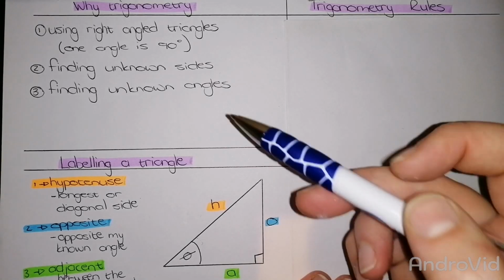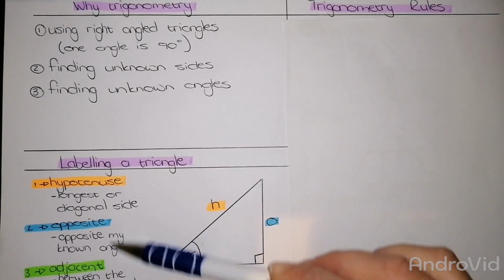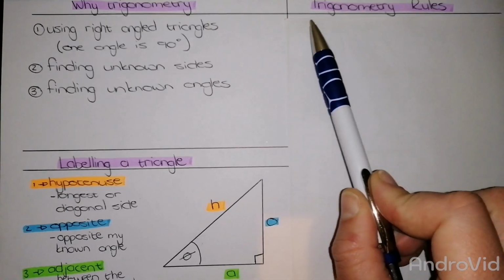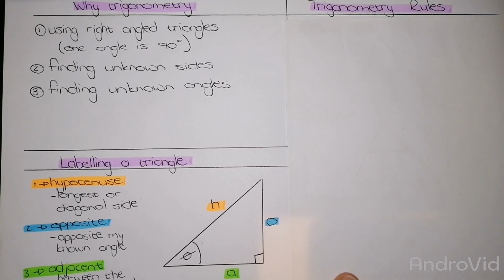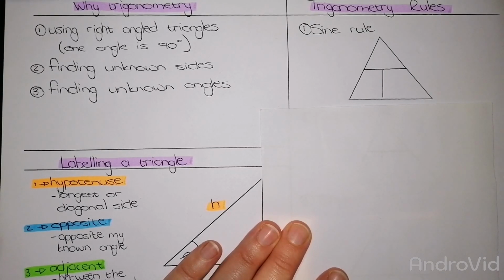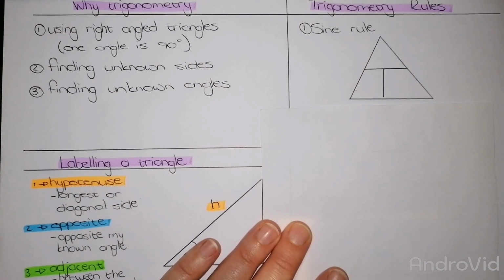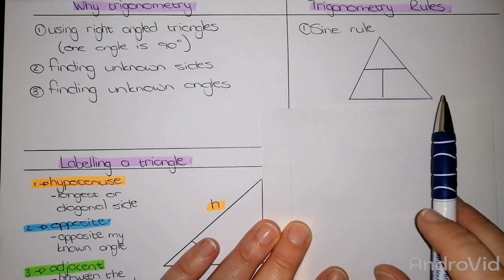Now that we have identified why we're using trigonometry and how to label the triangles, we're going to go into how we use these labels to work with trigonometry. There are three different rules that we are going to discuss. The first rule is known as the sine rule. Each of these three rules can be drawn as triangles. So this one is the sine rule, the first rule.